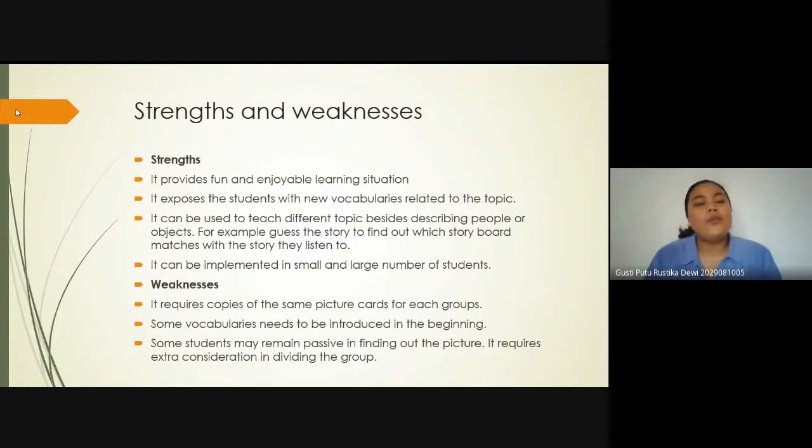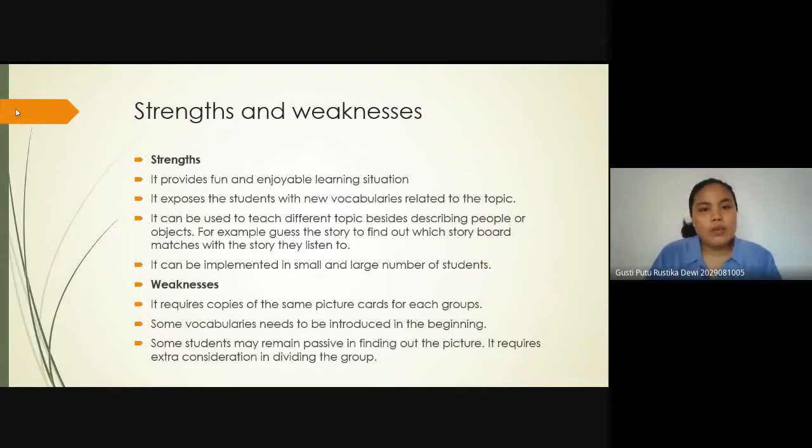Okay, for the strength and the weaknesses, I'm going to talk about the strength first. So listen and guess provide fun and enjoyable learning situation because it's like games-based activity, and then it employs pictures, which is very interesting for the kids, and then it exposes the students with new vocabularies related to the topic. In this case, if they learn about describing person, they will learn like new vocabulary to describe person like twinkle, beard, and something.